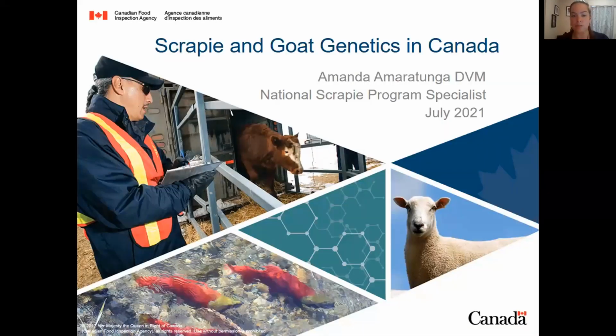Amanda Amaratunga is a DVM and the National Veterinary Program Specialist for Scrapie. She's been with the Canadian Food Inspection Agency since 2009 in the Policy and Programs branch, working primarily with transmissible spongiform encephalopathy, or TSE. She's worked with chronic wasting disease as well for a number of years, and most recently has taken on the responsibility for the Scrapie file.